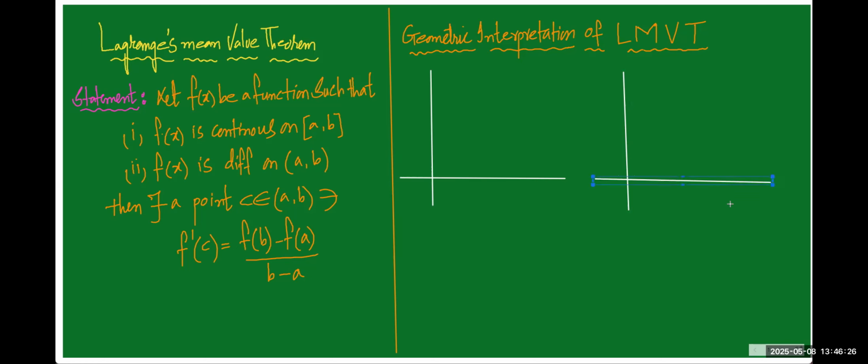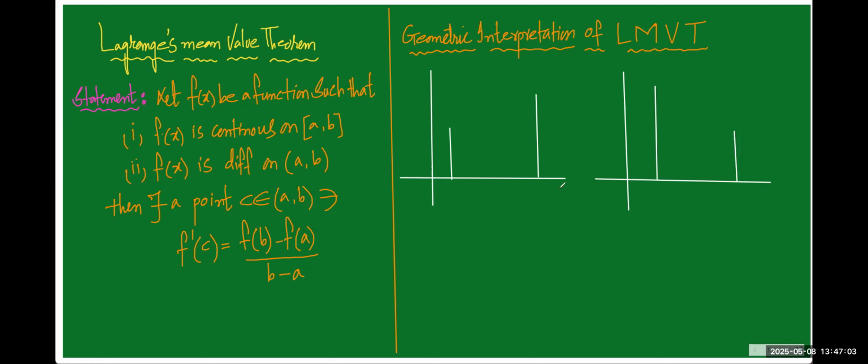Sir, let f of x be a function where f of x is continuous for open interval a comma b. F of x is differentiable for closed interval a comma b. No, reverse. First of all closed, then open. First is closed interval, then next is open interval. Continuous in closed interval a comma b, and f of a equals f of b.